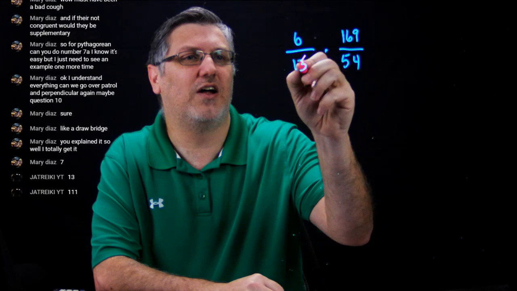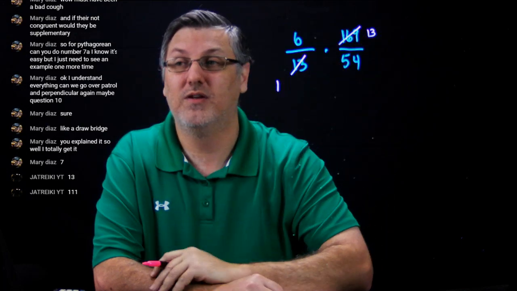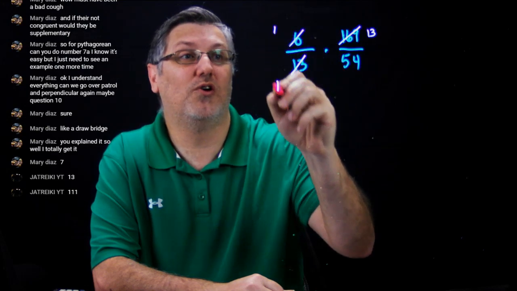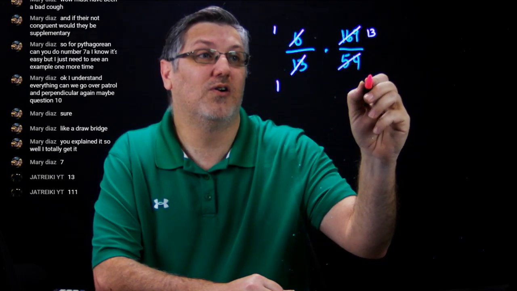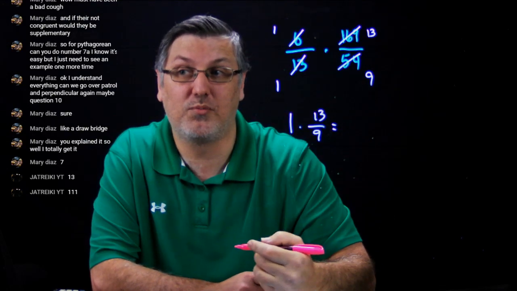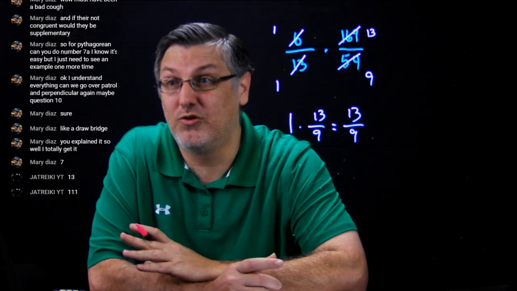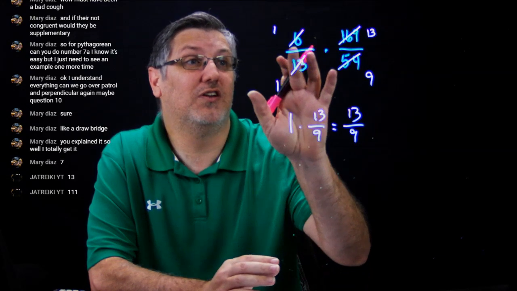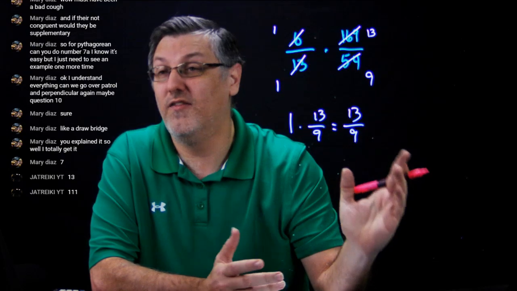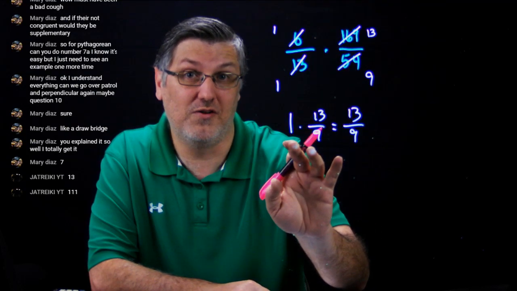13 goes into 169. Well, let's see, 13 divided by 13 is 1. 169 divided by 13 is 13. 6 goes into 54. Well, 6 divided by 6 is 1. 54 divided by 6 is 9. This gives me 1 times 13 over 9. Anytime you multiply anything by 1, you just get the answer back, and there's your answer in reduced form. That one's much, much simpler than doing 6 times 169 over 13 times 54, and then simplifying. You would get the same answer, but if you simplify first, your next step of math is much simpler.